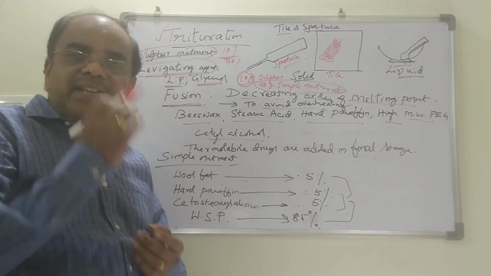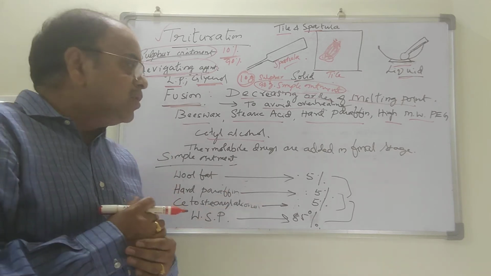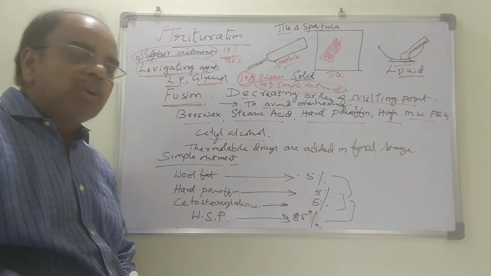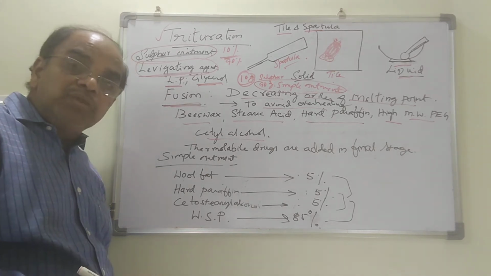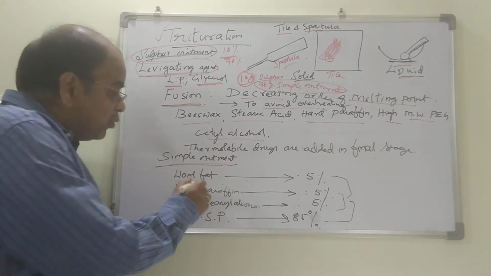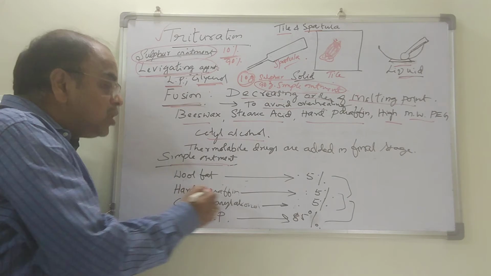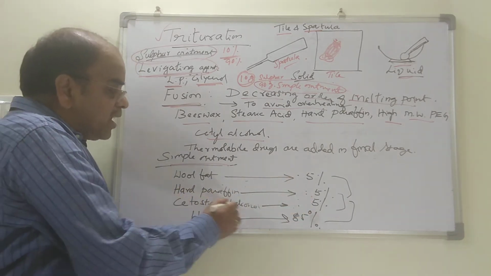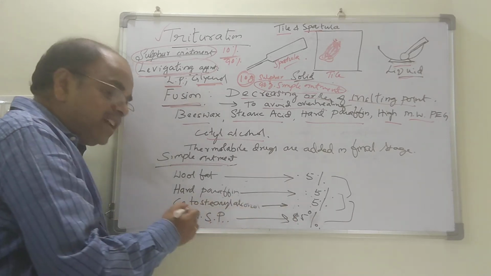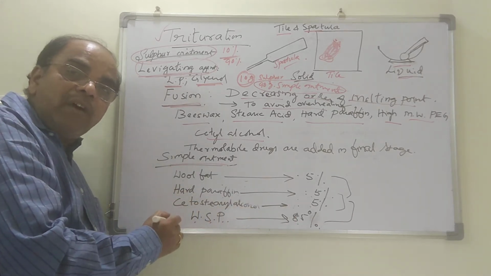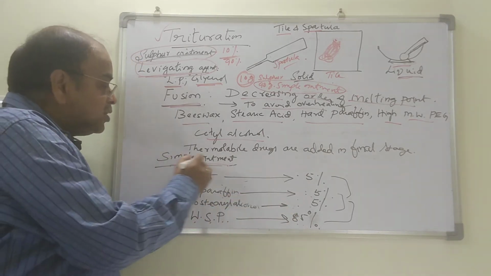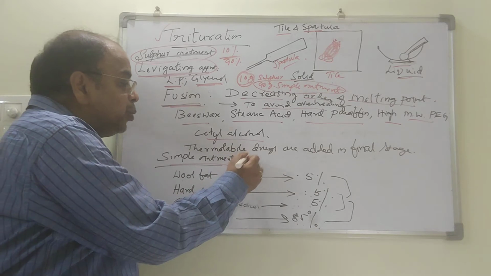Okay. One best example for the fusion technique we'll see now, that is the preparation of simple ointment by the fusion method. Right? Simple ointment. The ingredients required: wool fat about 5%, hard paraffin 5%, and cetostearyl alcohol 5%, white soft paraffin 85%. We can use either yellow soft paraffin or white soft paraffin 85% in the preparation of the simple ointment prepared by fusion technique.